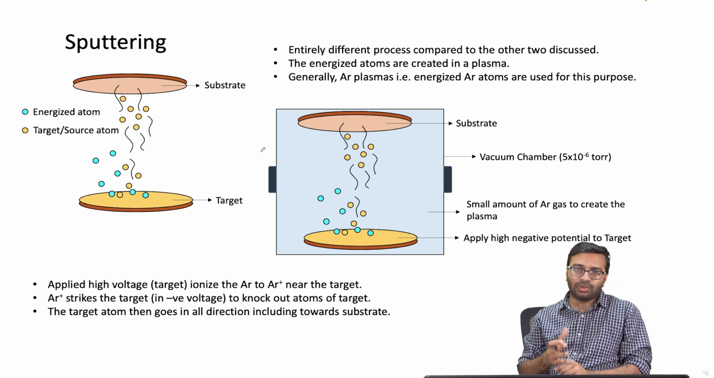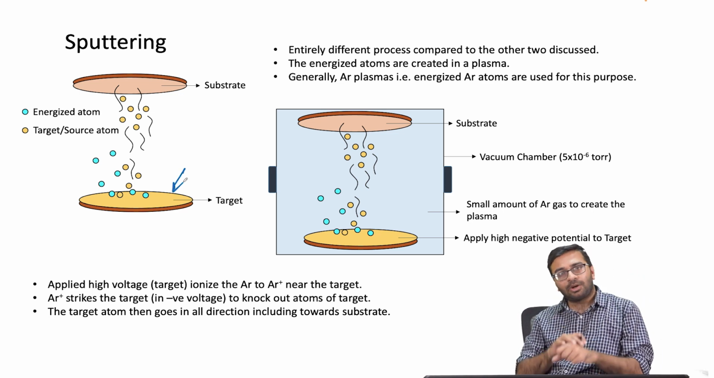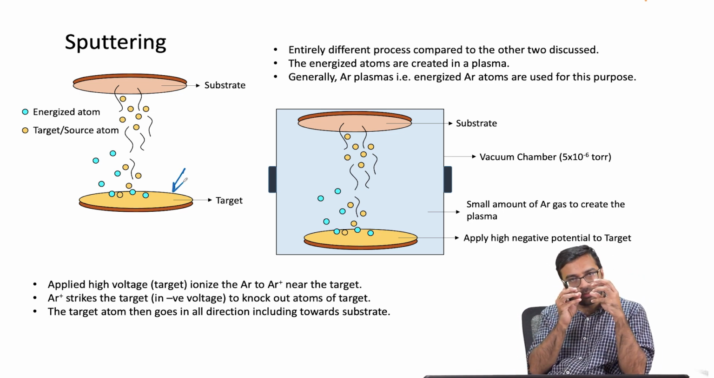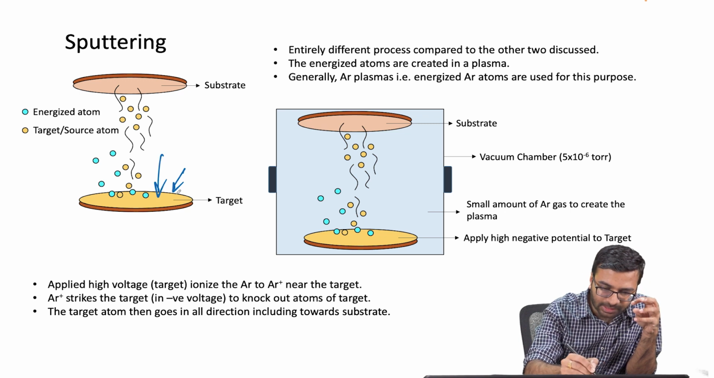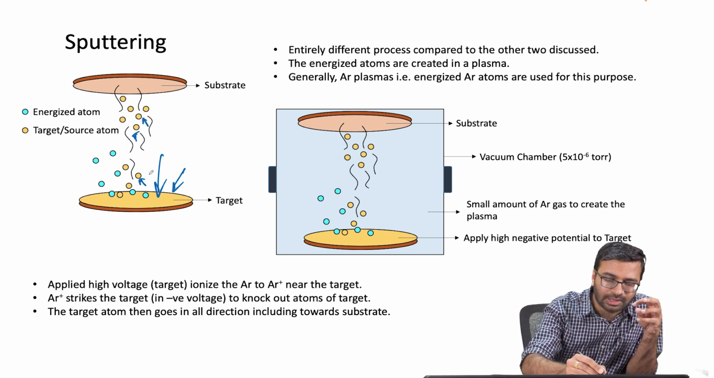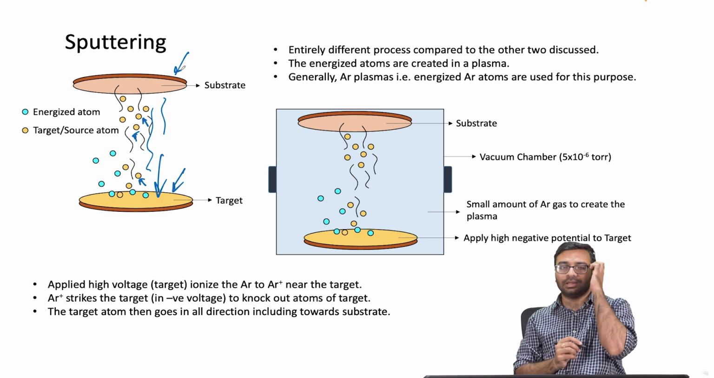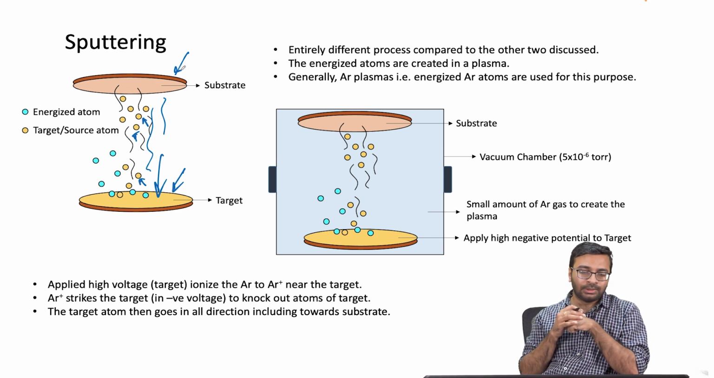So what you do is you keep a target material as it is shown over here. Then there will be some energized molecules which will hit that target material. They will knock out some of the target material molecules or atoms. They will go and get deposited on the substrate. This is what the sputtering technique is all about.